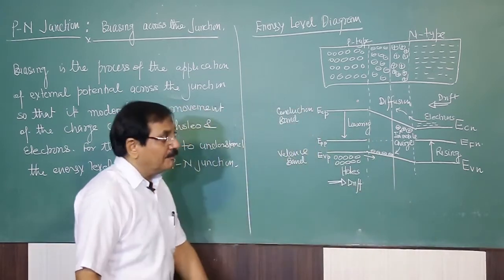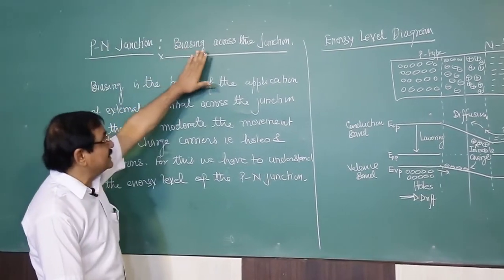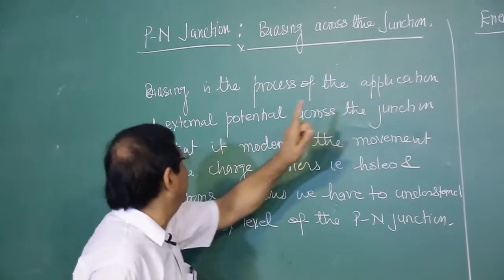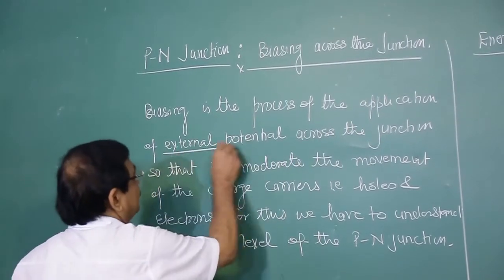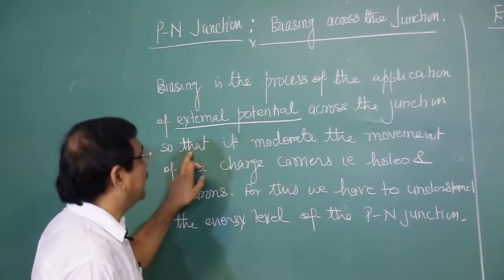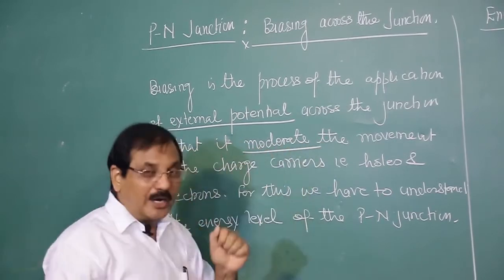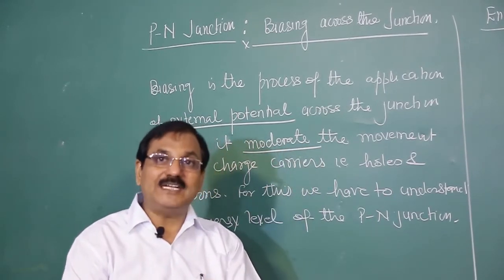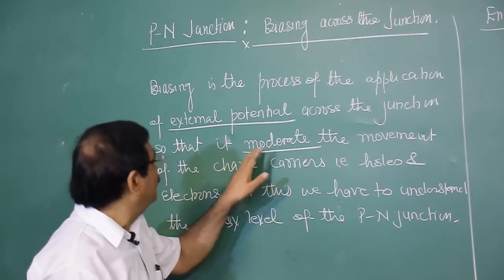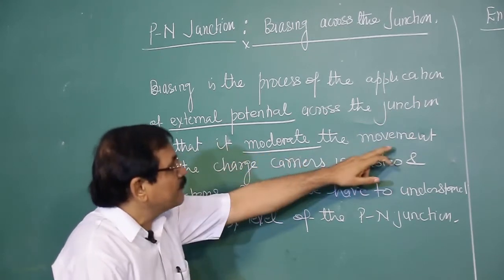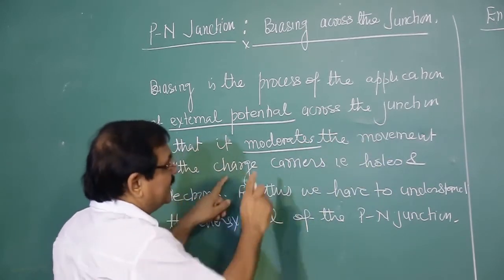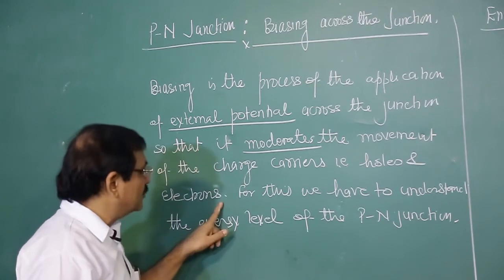So, biasing a p n junction, biasing across the junction. Biasing is the process of the application of external potential. Mind it, this is an external potential that we have to apply across the p n junction, so that it moderates, means it accelerates or decelerates the movement of charge carriers. So, the word is moderate the movement. It moderates the movement of the charge carriers, that is holes and electrons.